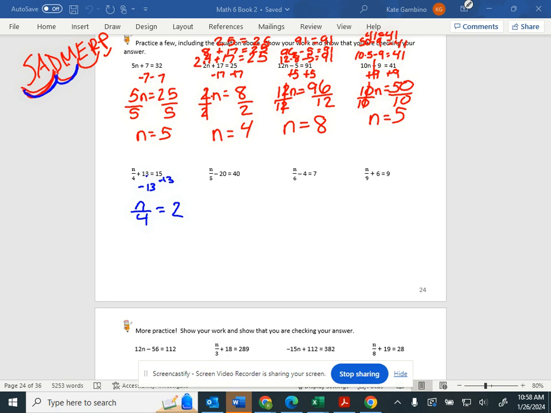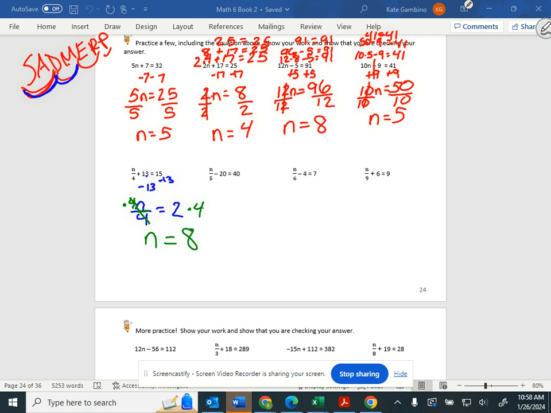So I know here I am dividing. So the opposite of dividing is going to be to multiply both sides. Whatever I do to one side, I have to do to the other. So multiplying it by 4, now I have 4n divided by 4. 4 divided by 4, that's how I get my 1n. I want n by itself. 2 times 4 is 8.